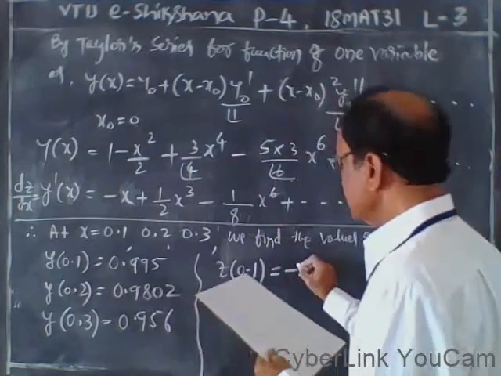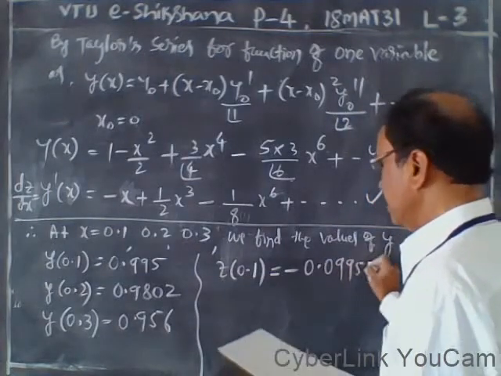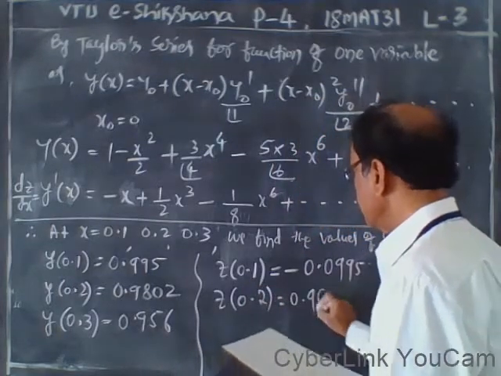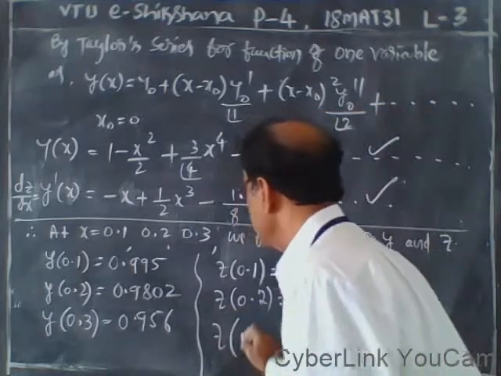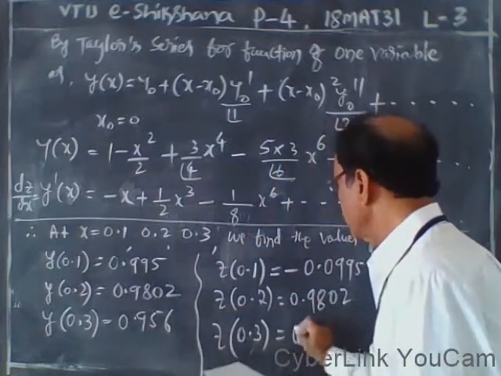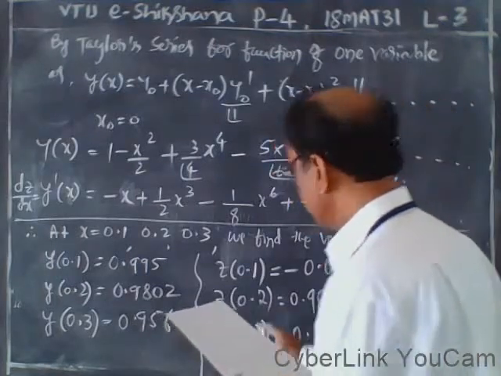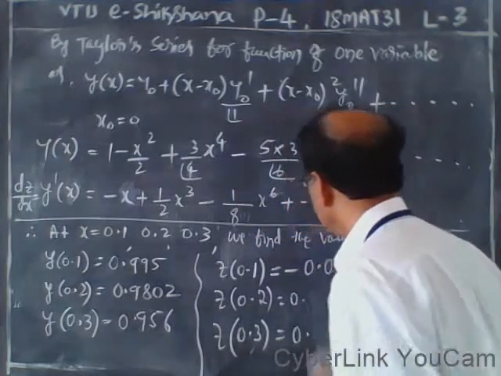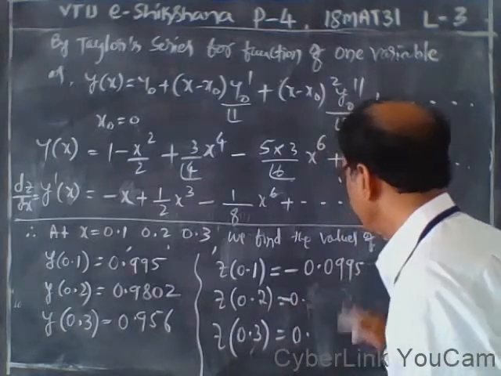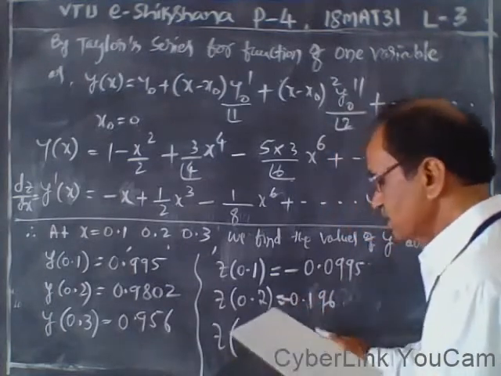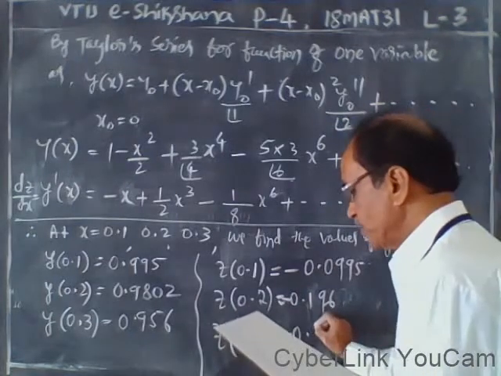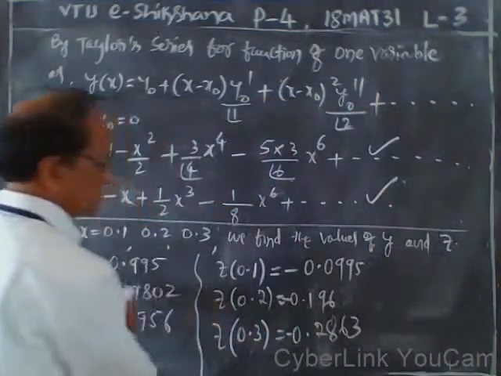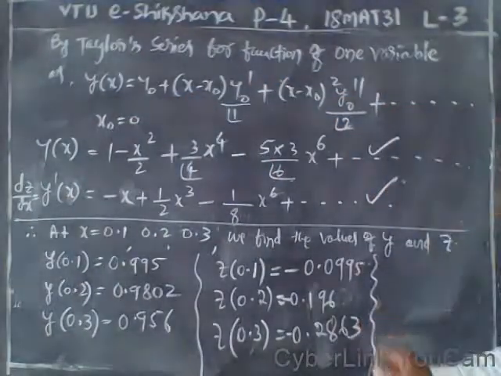Then from this z value, that is z at 0.1 is minus 0.0995, and z at 0.2 equal to 0.9802, and z at 0.3 is equal to z at 0.2196. This is with minus sign, 196, and this is with also minus sign, 0.2863.